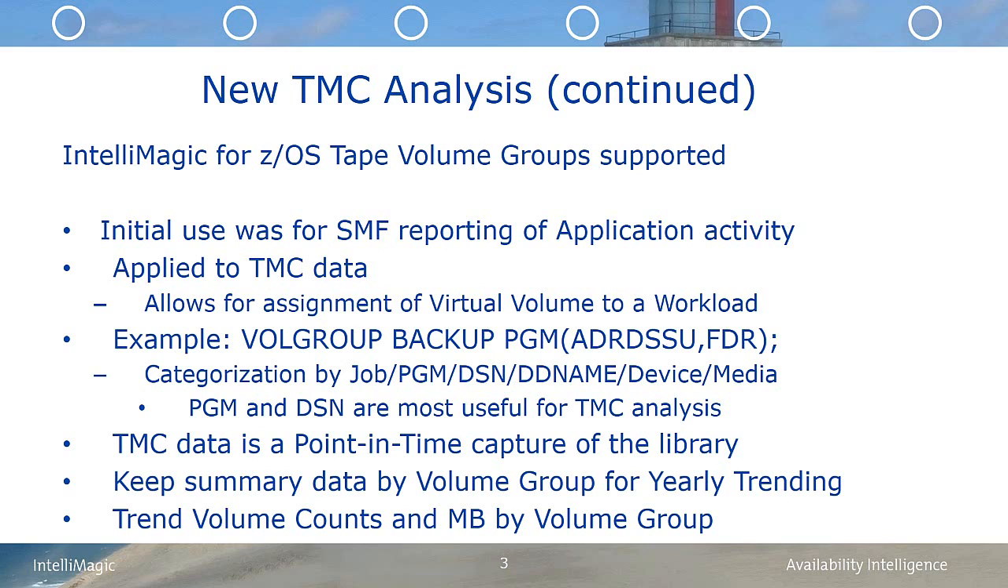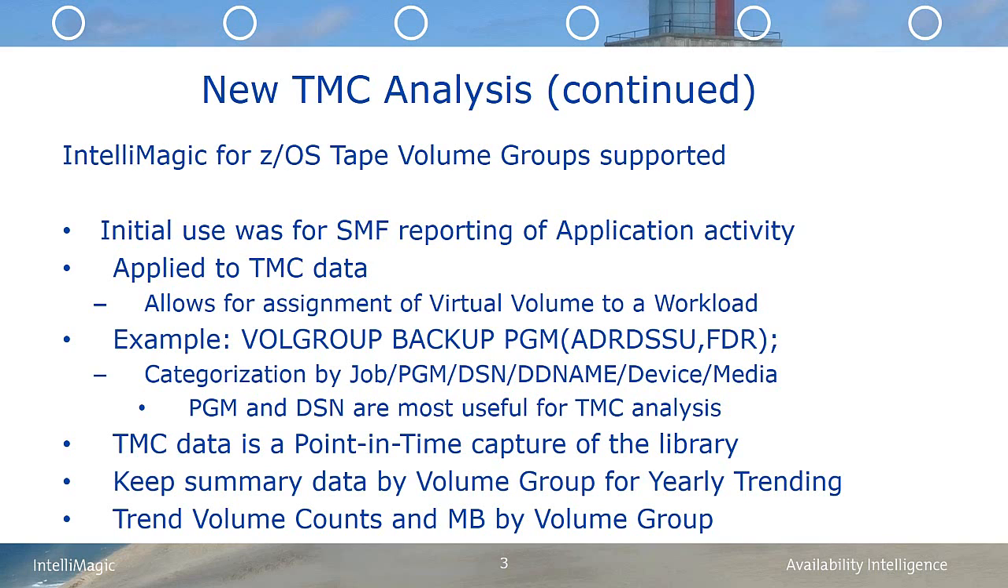The volume groups allow for categorization by job, by program, by dataset name, by DD name, device, or media. But the program or DSN are certainly the most useful ones for TMC analysis, because those are common elements in just about any TMC record in terms of here's the program that actually created the data set, or here's the actual data set name.